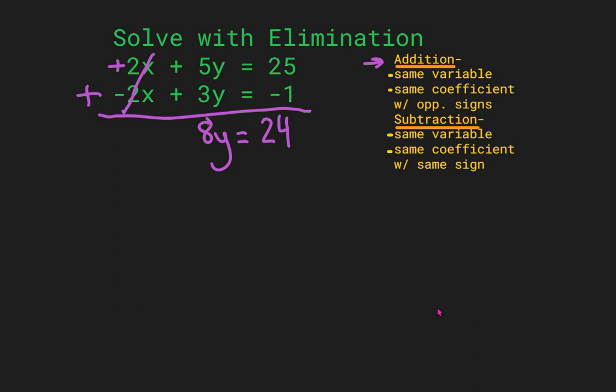The opposite of multiplying by 8 is dividing by 8. And if I do it to one side of the equation, I'm going to do it to the other, leaving me with 1y equals, because 8 divided by 8 is 1. 24 divided by 8 is 3.